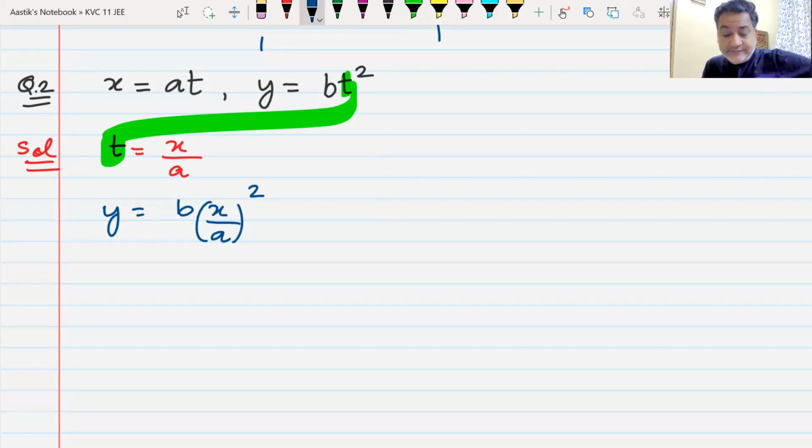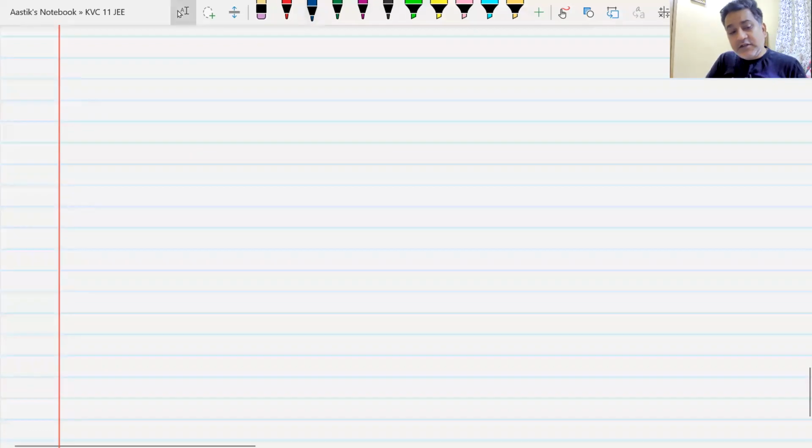Do we understand this? Yes or no? Yes. Everyone? Okay, see, finding out the equation of trajectory is pretty simple. It does not require much, and it is a good question. I mean, it helps you in gaining confidence. Let us see if you can do this one.